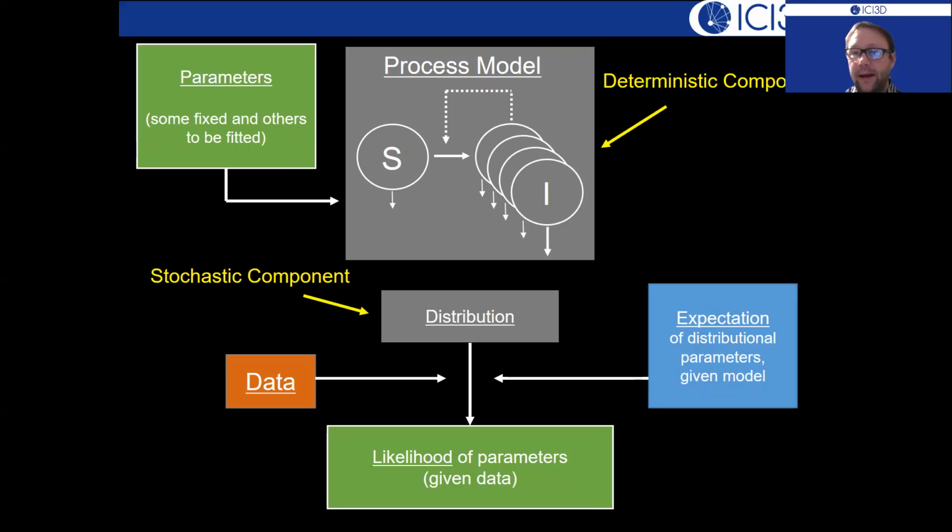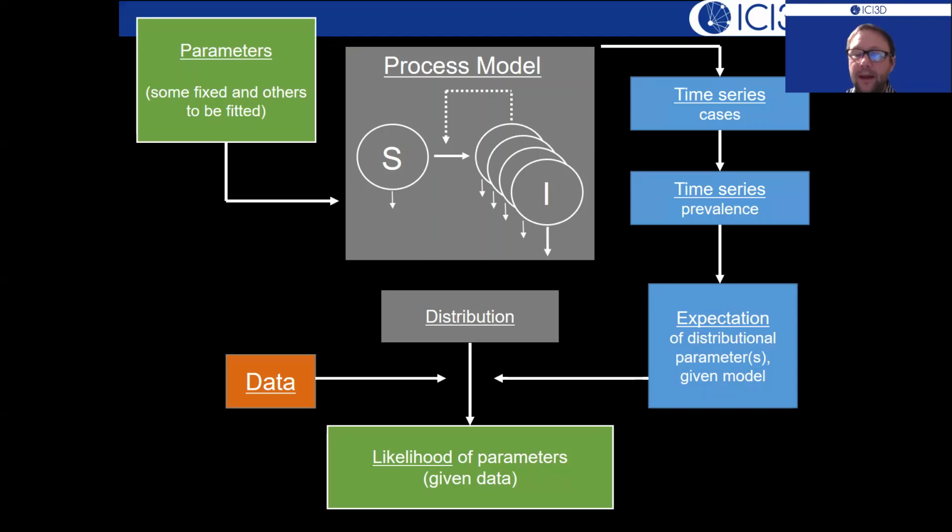And so that could generate prevalence over time, cases over time. And then we use that prevalence in a binomial context to provide input for our distributional parameters. And all that taken together, we can come up with a likelihood to identify, for a given set of model parameters, what's the probability that we would observe the data that were actually observed.